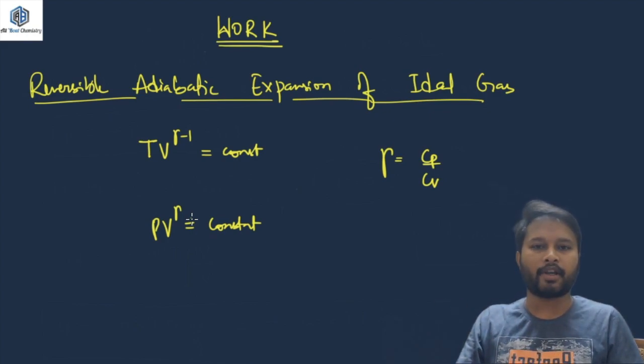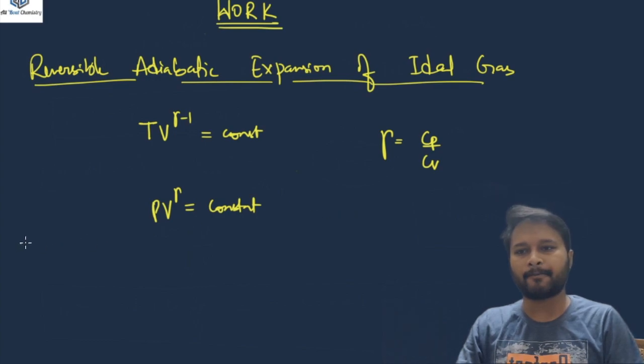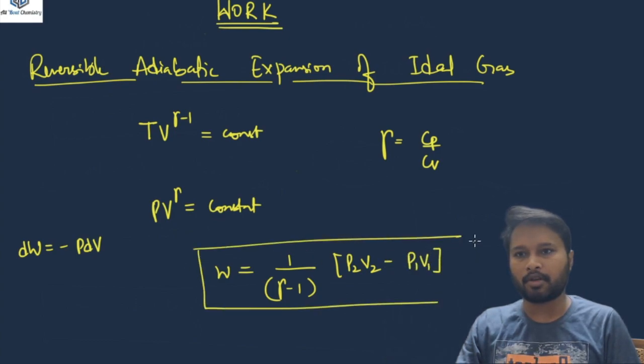So this is a very important equation. You should remember these two. Again, to calculate the work done in this process, using the same equation, dW equals minus PdV, putting the value of pressure from this equation here and then integrating, at the end what equation of work done do you get for reversible adiabatic expansion of a gas? You get work done equals 1 upon gamma minus 1, and in the bracket P2V2 minus P1V1. That's one of the equations for work done in reversible adiabatic expansion of the gas.